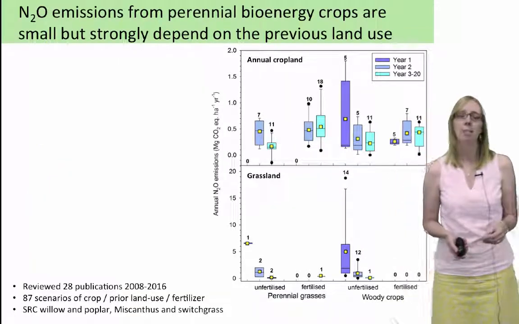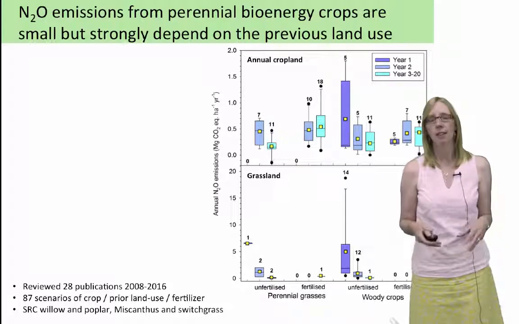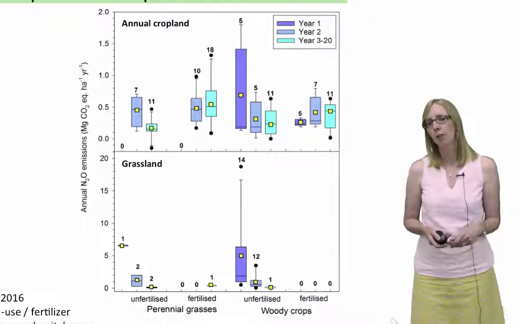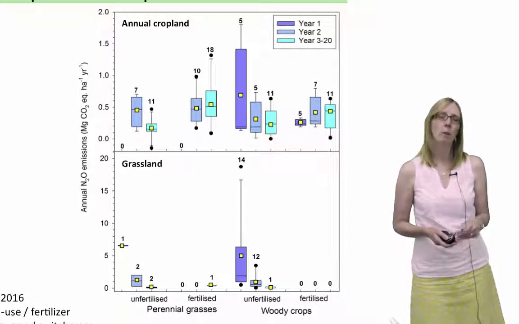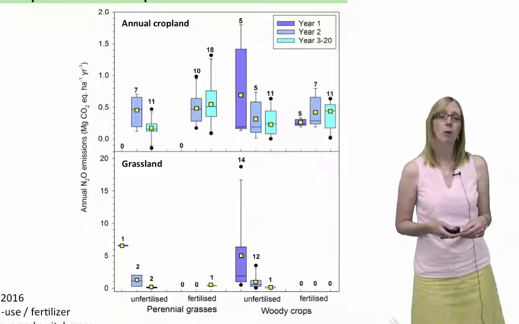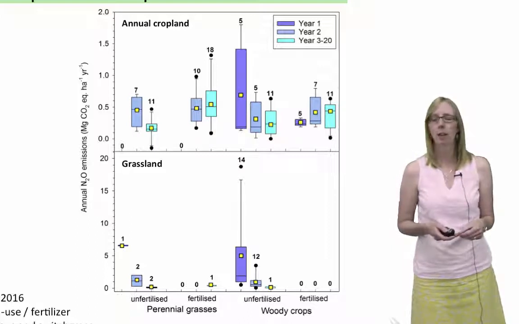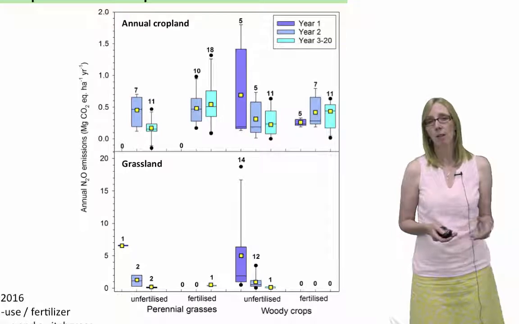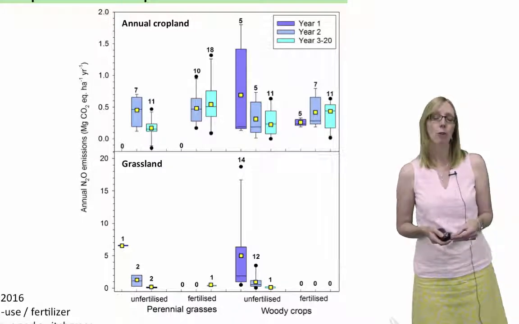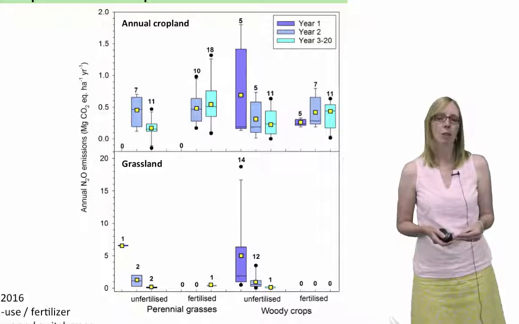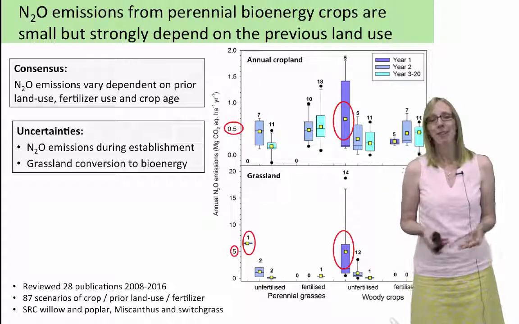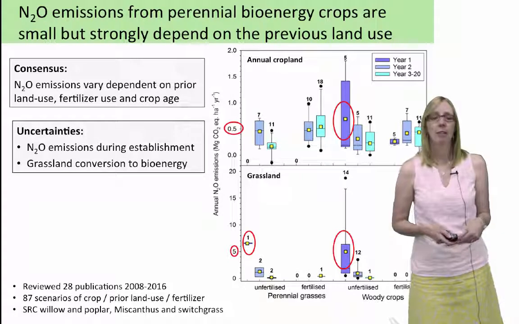And I'm just going to talk you through a few of the highlight messages in terms of the scientific consensus and the scientific state of understanding around these impacts of land use change for bioenergy. So first of all, nitrous oxide emissions. What we saw from a wider literature review was that nitrous oxide from these perennial crops is typically small, but does strongly depend on the previous land use. And we found this consistently from studies from across the world in temperate regions, and it depended whether the crops were planted onto annual cropland or grassland, the age of the crop, and the type of crop, and whether it was fertilised or not. So the consensus that we could communicate was that nitrous oxide emissions are highly variable, but they do depend predictably on these prior land use, fertiliser and crop age.